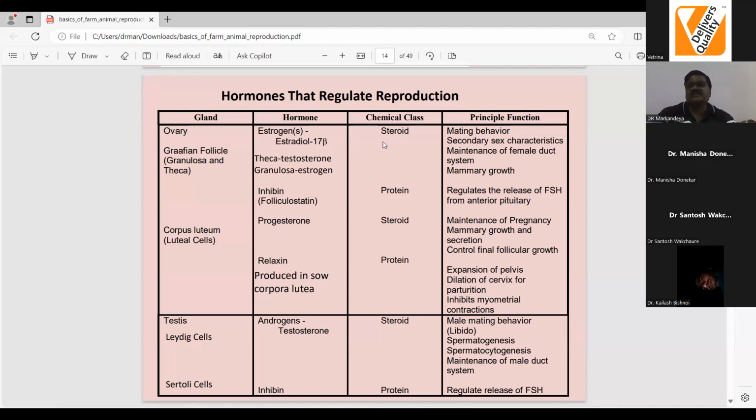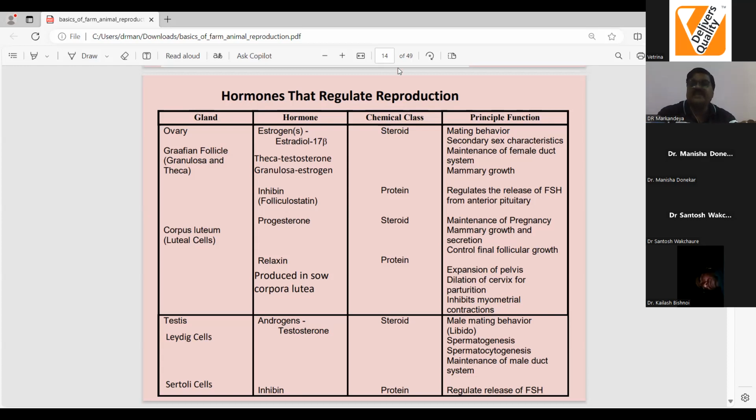Progesterone is coming from the corpus luteum. Progesterone is directly related with the maintenance of pregnancy and inhibition of uterine contractions, and this particular progesterone is important because it is related with fertility. Estrogen is not related with fertility. Progesterone is related with fertility. So please remember, higher the progesterone, higher is the fertility.